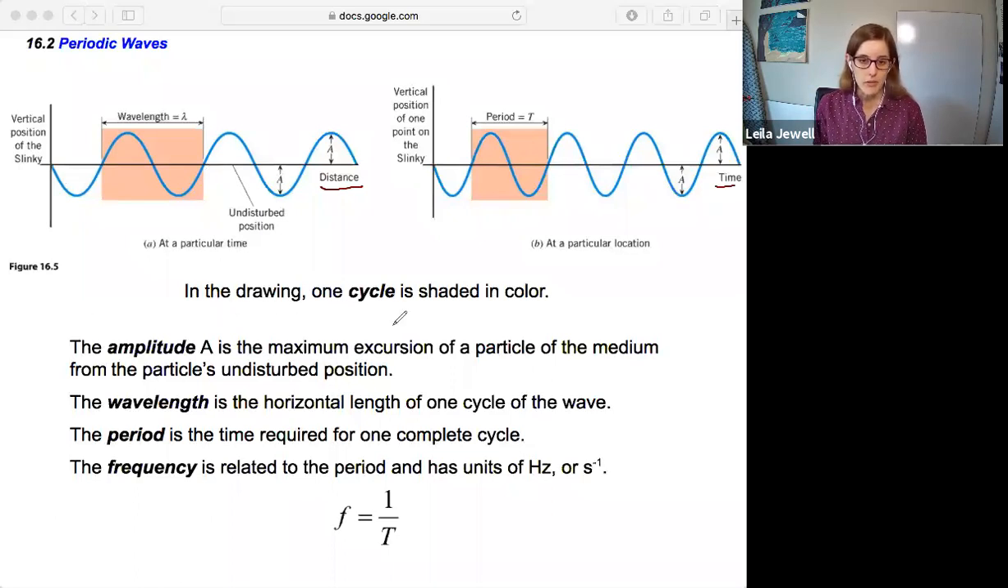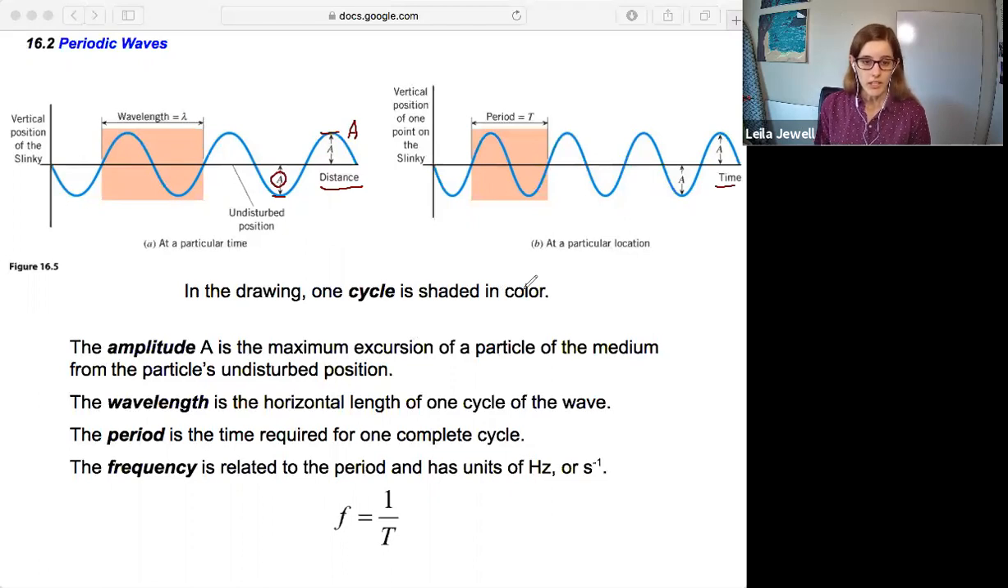Amplitude A is the maximum excursion of a particle of the medium from the particle's undisturbed position. That's what's shown here towards the end. So it's the maximum distance from equilibrium. That is our amplitude. And notice you can do it on the positive side. You can also do it on the negative side because it's just a distance. The sign doesn't matter. In both cases, it will be a positive A.